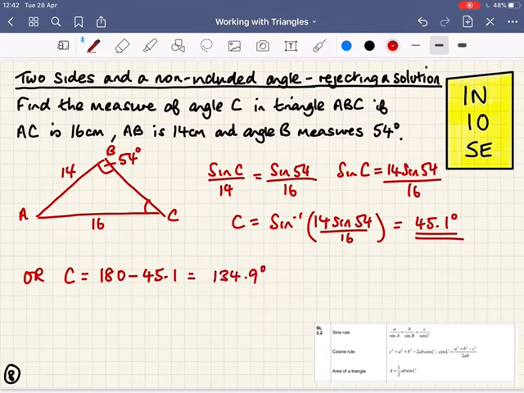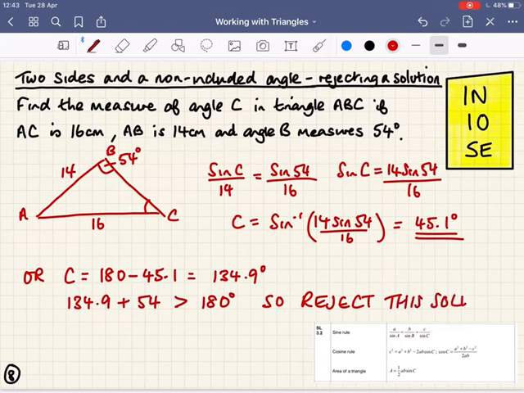And that seems like it's possible. However, look at the size of the other angle that we were given, 54 degrees. So 134.9 plus 54 degrees is bigger than 180 degrees. So reject this particular solution. Be careful of that. Reject this solution. So put a big cross through it. That's not possible. So there's always an ambiguity when you're finding a missing angle.